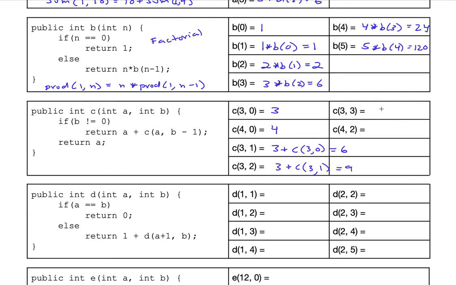C of 3, 3, if you're catching the pattern here, is going to be 3 plus C of 3, 2. And C of 3, 2 we already know is 9. 9 plus 3 is 12.